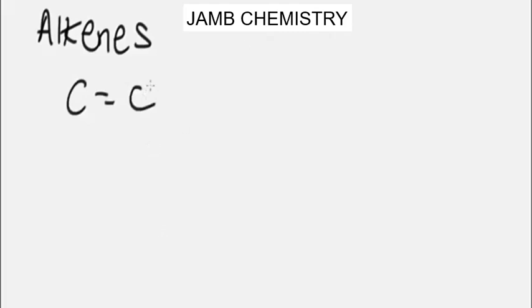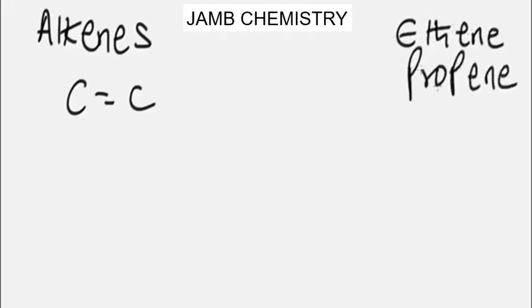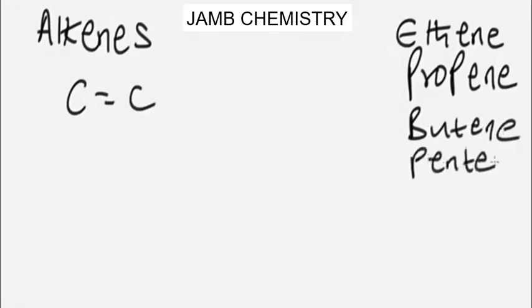Now note that the first four members of the alkene family are ethene, propene, butene, and pentene. So these are the first four alkenes we have. They are the members of the first four alkene family.